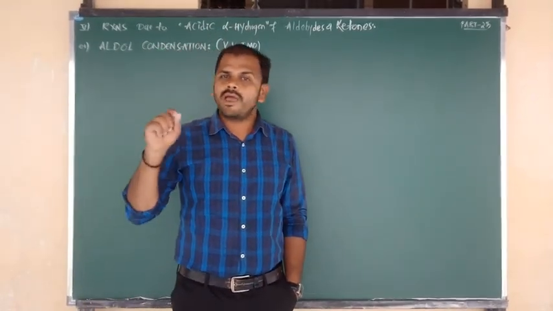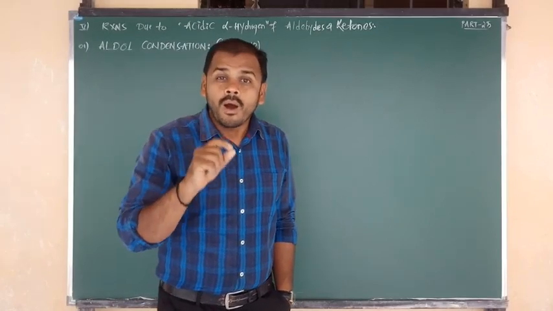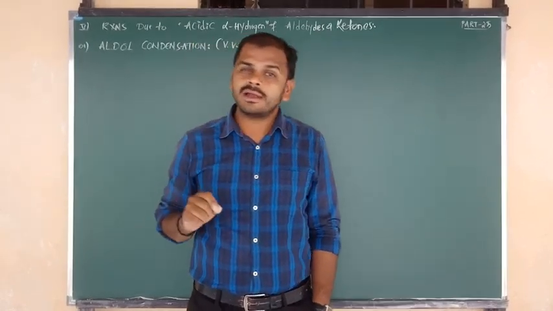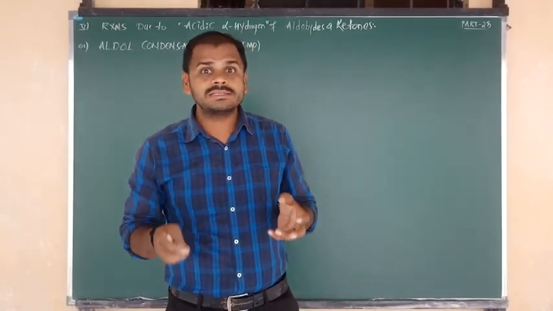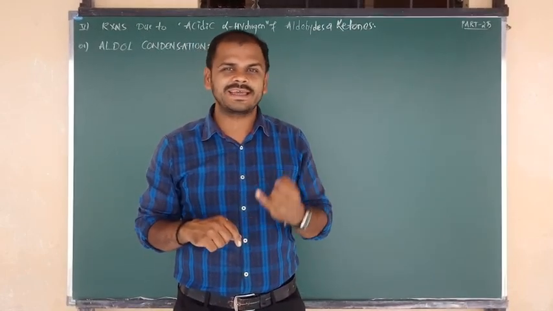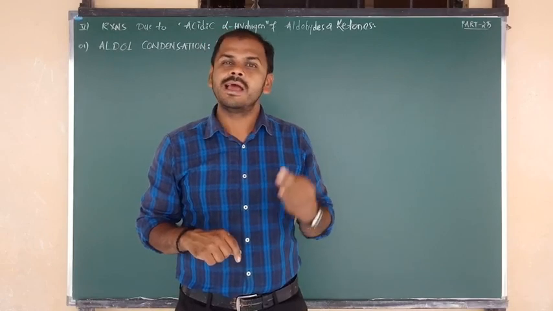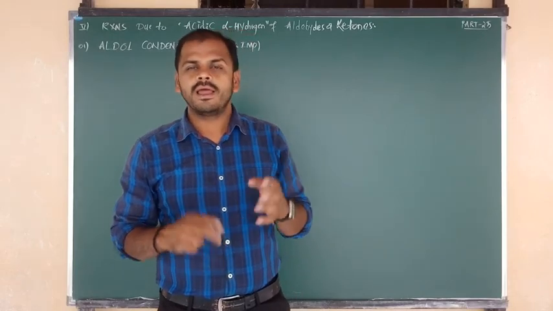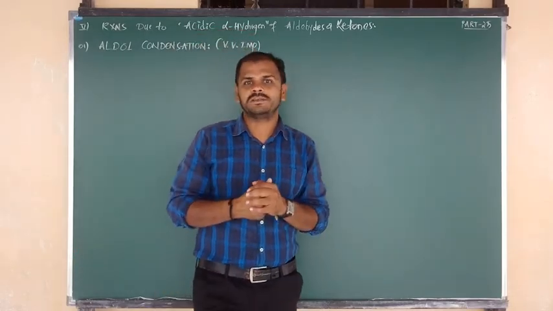In the last session we have seen the oxidation reactions of aldehydes and ketones, and also how to distinguish between aldehydes and ketones using Tollens' test, Fehling's test, Benedict's and Schiff's reagents, the different types of reagents we have seen.